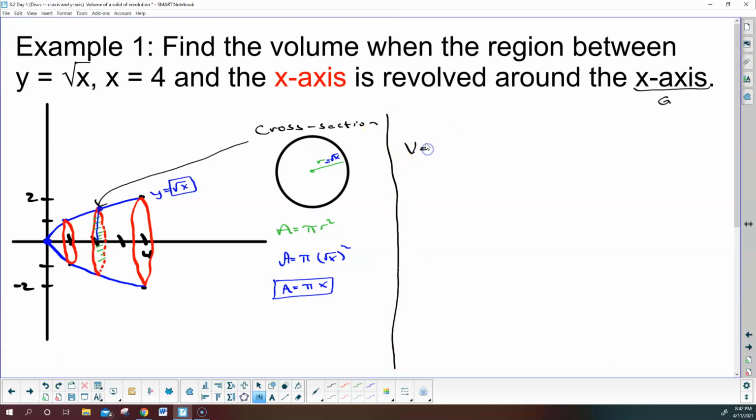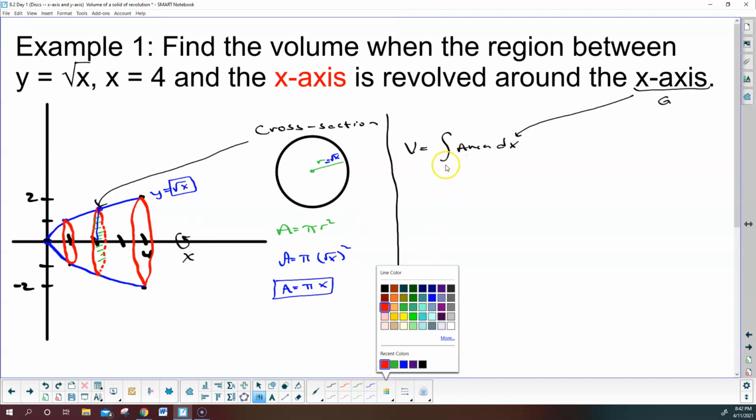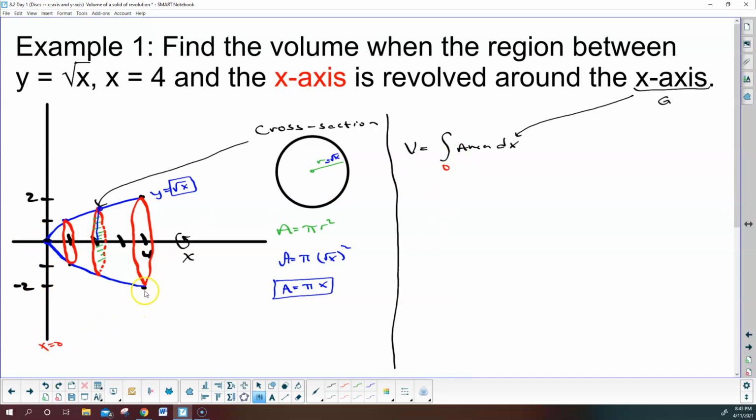Now, what is volume? Volume is the accumulation of the area with respect to, now why is it x? This is dx because we are rotating about the x-axis. Another way to think of it is think of how the circles are stacked up. The circles are stacked up from x equals 0 all the way to x equals 4. So when you're stacked up from left to right, you're referring to your x values. And that actually leads me to my bounds, right? Where was the first circle present? Right here at x equals 0. And where's the last circle present? Right here at x equals 4.